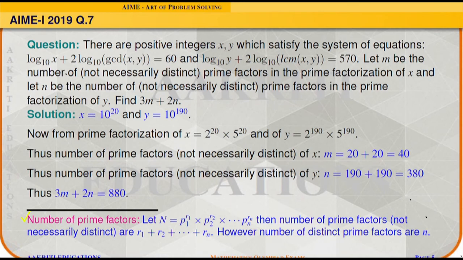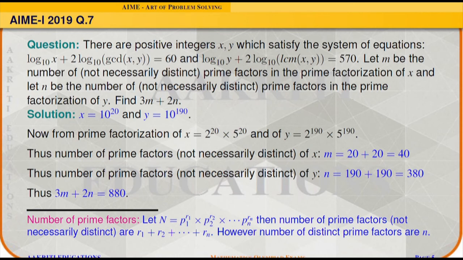So now we need to find the number of prime factors, not necessarily distinct. As we know, if any number N is of the form p1 raised to the power r1, p2 raised to the power r2, up to pn raised to the power rn in the prime factorization, then the number of prime factors not necessarily distinct is r1 plus r2 and so on up to rn. And if we have to find the distinct prime factors, then of course there are only n distinct prime factors, which are nothing but p1, p2 up to pn.